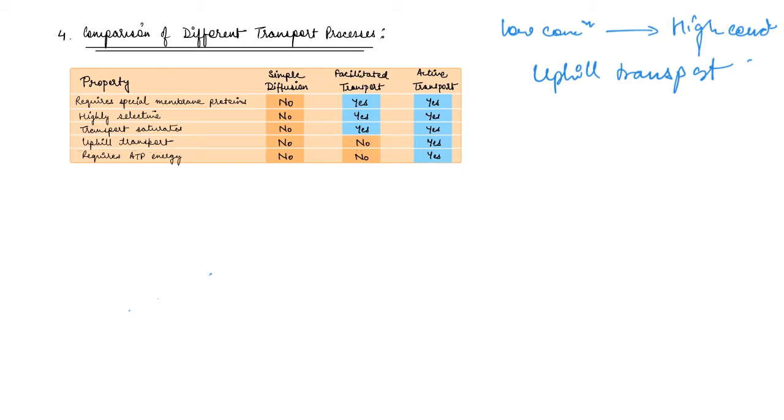So I hope you've understood the basics of passive and active transport.